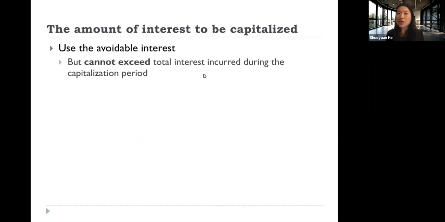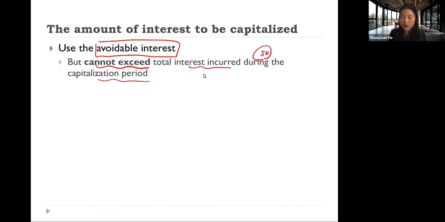And then the second question, the amount of interest to be capitalized. So here we use something called avoidable interest, and it cannot exceed the actual interest incurred during the capitalization period. Or in other words, if you incurred $50 in actual interest during the period, whatever interest you capitalize cannot exceed $50.